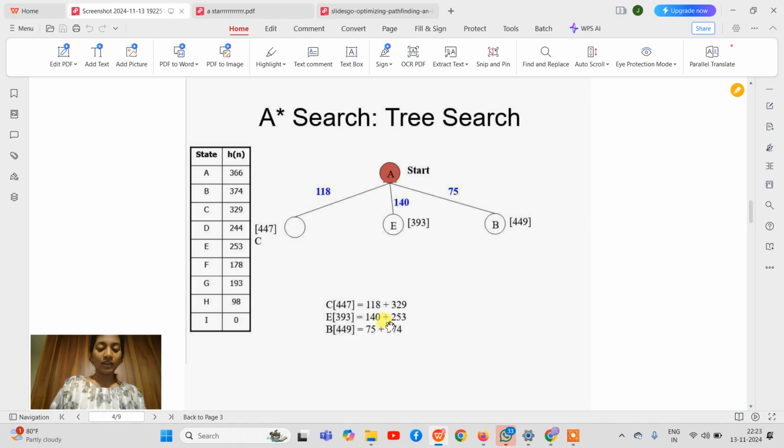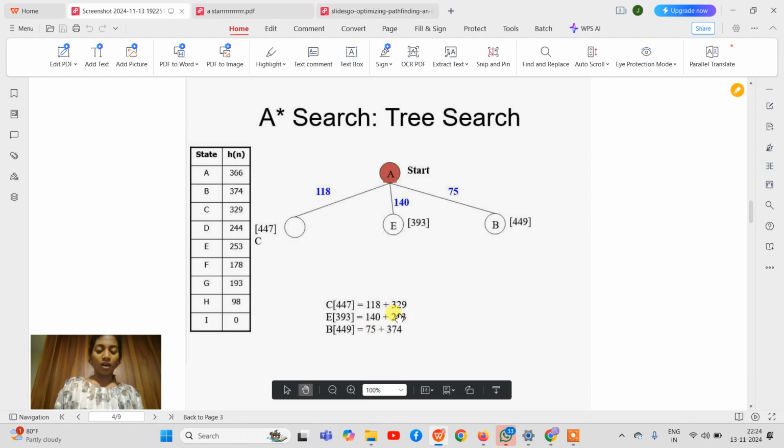Here we have mentioned the cost of the node plus the heuristic value. This 140 is the cost of traveling from A to E, and 253 is the heuristic value of E. 75 is the cost of traveling from A to B, and 374 is the heuristic value of B.